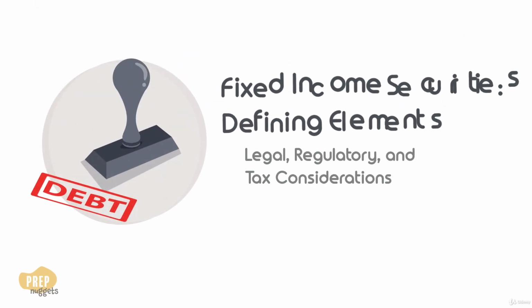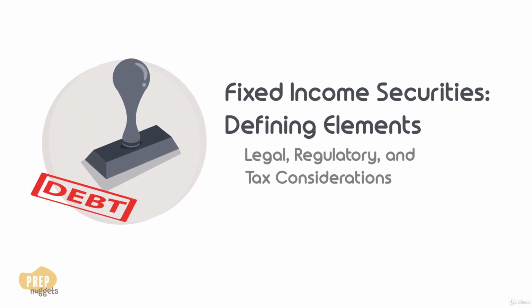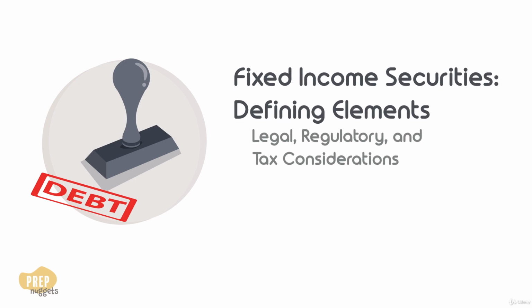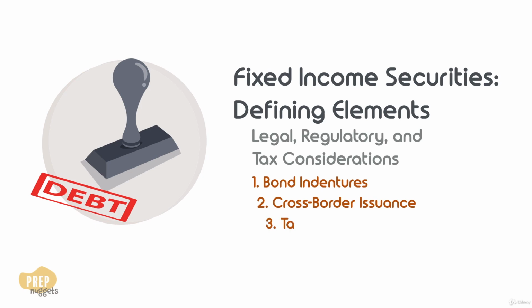Welcome back. In this second part of our introduction to fixed income, we turn our focus to the legal, regulatory, and tax considerations that affect fixed income securities. We start off first with understanding what a bond indenture is and discuss in detail the key components that are mentioned inside an indenture. After that, we shall discuss cross-border bonds issuance and its implications on the applicable regulations. We end off with a discussion on how income from bonds is generally taxed. Let's begin.